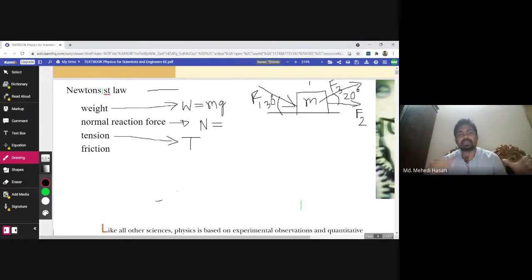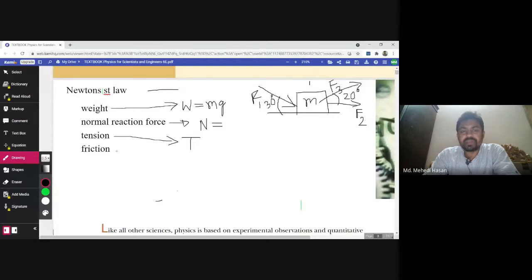Just a string is attached with the object. So if we hang an object with a string, then the force from the object towards the suspended point, or if we try to stress an object by attaching it to a string, in that case the force acting away from the object is called the tension.